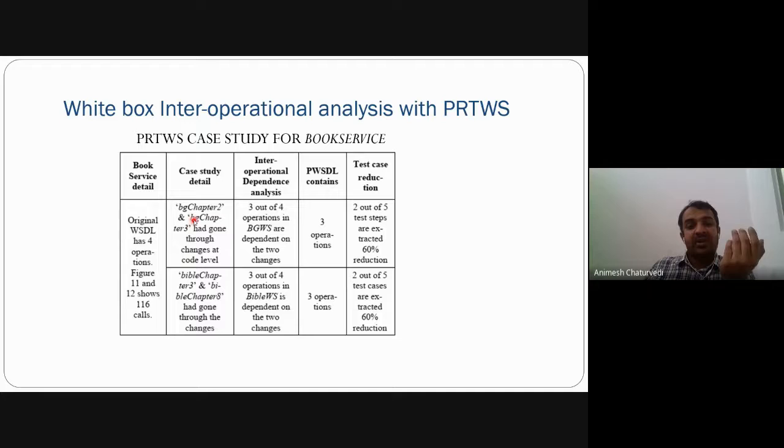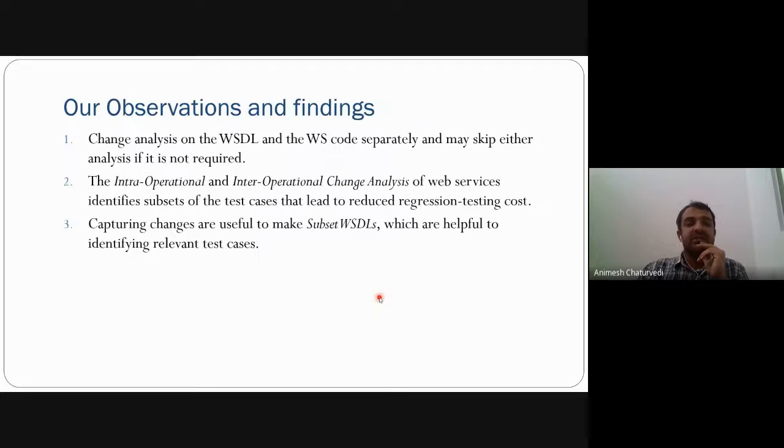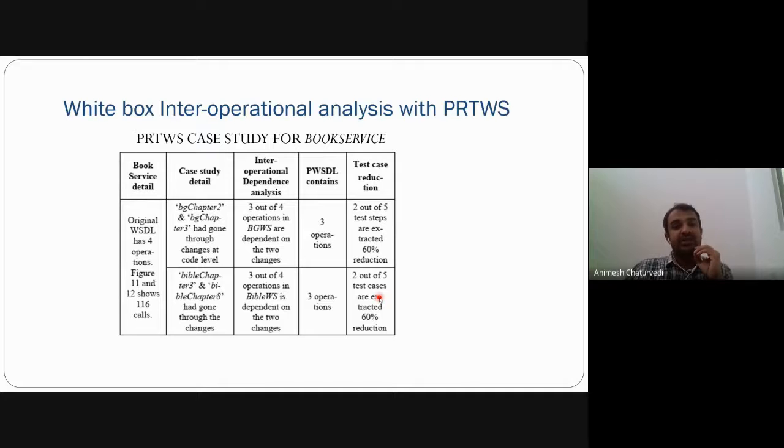Out of them you can have a code change level analysis, and you'll get the changes at the code level. So 3 out of 4 operations are being affected. You select 2 out of 5 test cases, which has given you a reduction of 60%. And again, 3 out of 4 operations in the Bible web service have been changed; out of 5 test cases, you just select 2, which again gives a reduction of 60%. So this is how regression testing can be reduced.